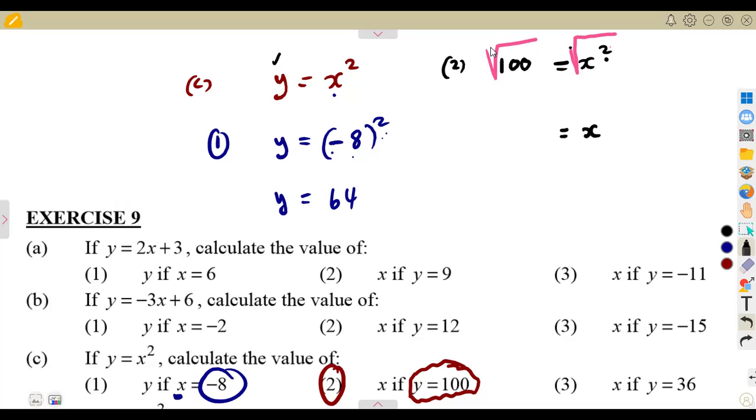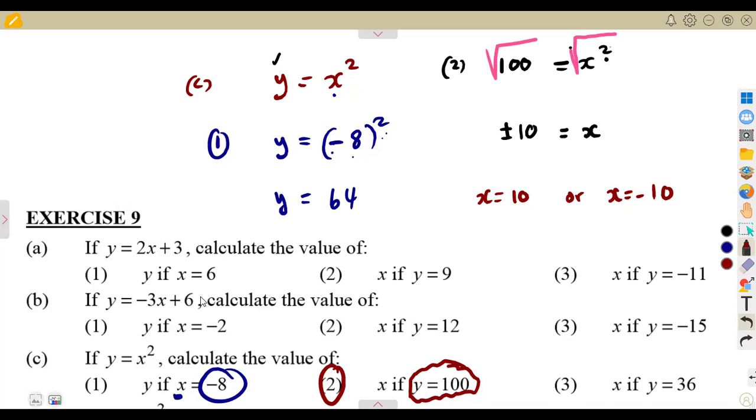There you have the square root of 100. And the square root of 100, we think, okay, it's 10. No. The square root of any number should be or must be plus or minus. So that's plus or minus 10. So take note about that. Meaning to say x can be a positive 10 or x can be a negative 10 to satisfy this equation.